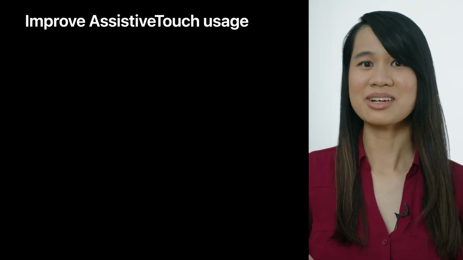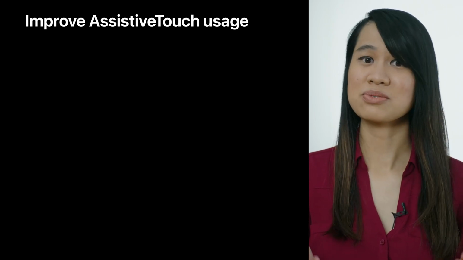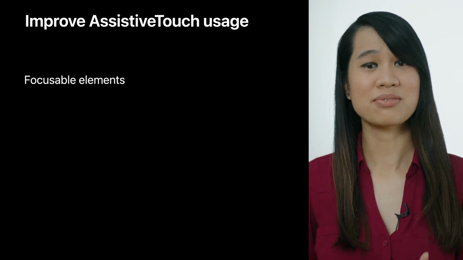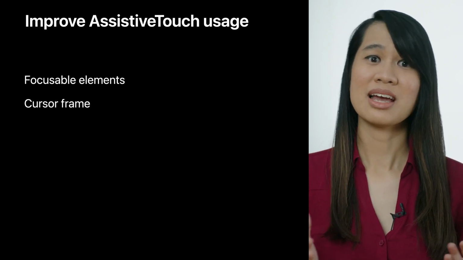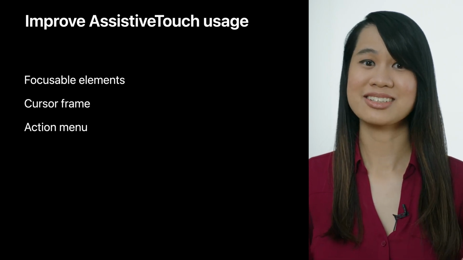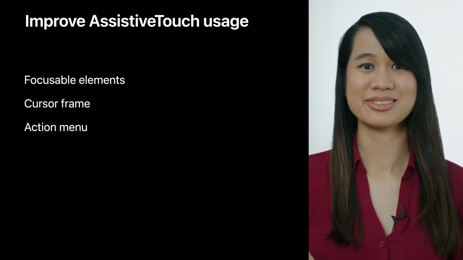So now we know how AssistiveTouch works. Let's take a look at how we can support it in your application. We'll go over these following topics. First, we'll learn what focusable elements are in your view and how we can modify them. Then, we'll take a look at the cursor frame and how we can change the frame size. Last, we'll talk more about how to customize the action menu.